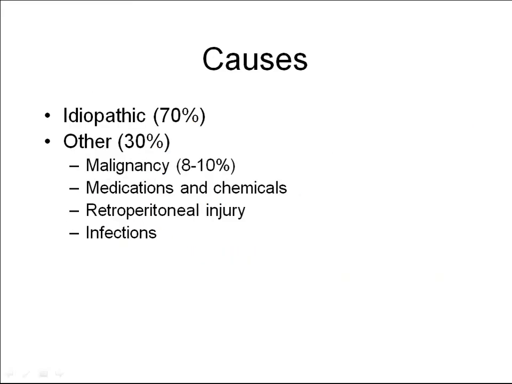So causes. 70% of cases are idiopathic, although there are some theories as to what causes the idiopathic variety that I'll go into. The other 30% are accounted for by malignancy, and 8 to 10% medications and chemicals, retroperitoneal injury, and infections.